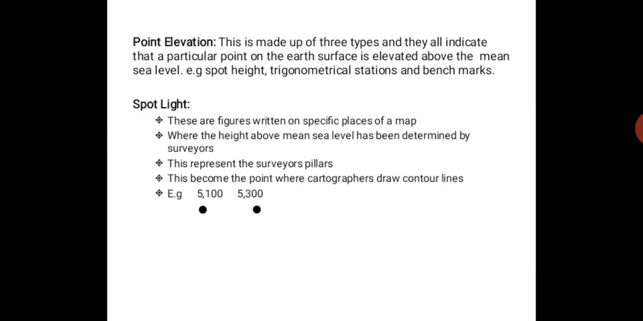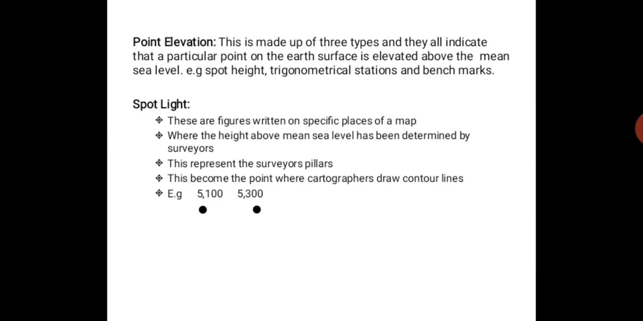You know, mean sea level is a common language in geography, where we make reference to it to represent a feature that is above sea level in any locality or in any geographical portion. So it's popularly known as mean sea level. And this particular point on the Earth's surface is elevated above the mean sea level.